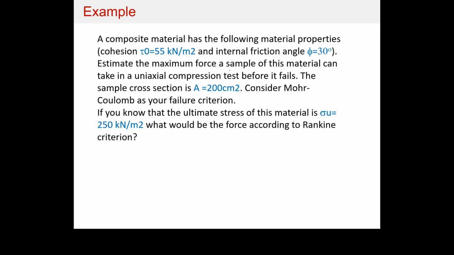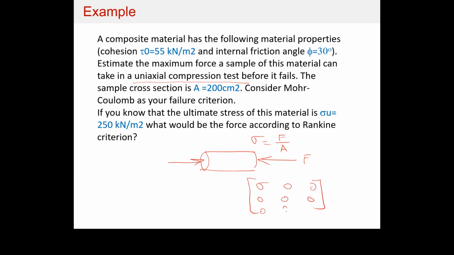The material is undergoing a uniaxial compression test. So the uniaxial compression test would mean that the material here is undergoing compression, and the compression is happening through one axis. So sigma again is going to be F divided by A, where A is the cross section and F is this force there. And the stress tensor would look like this. So it is going to be sigma 0, 0, 0, 0, 0, and 0, 0, 0. So this is the stress tensor.